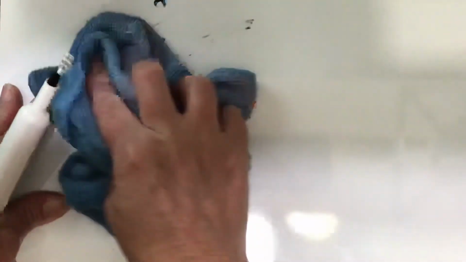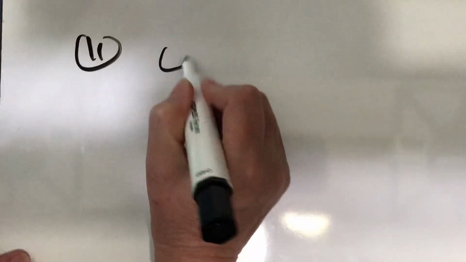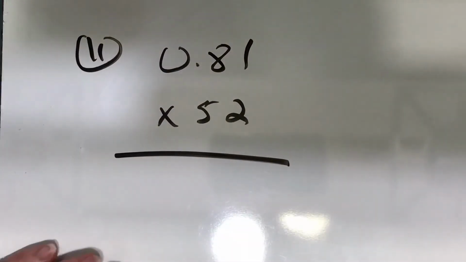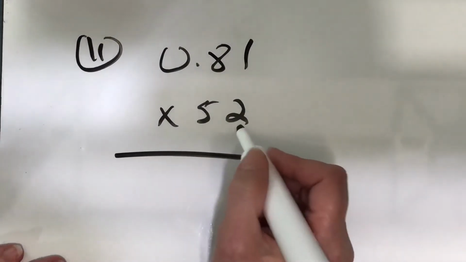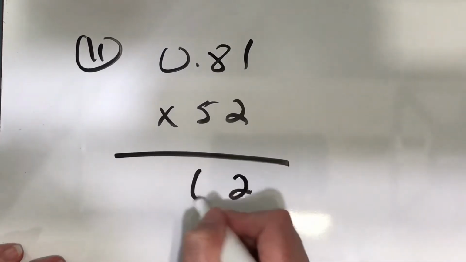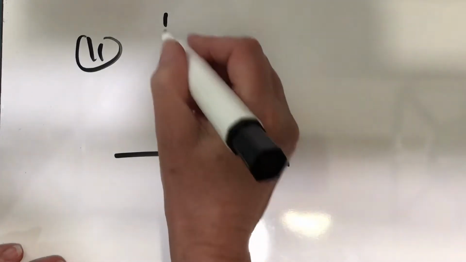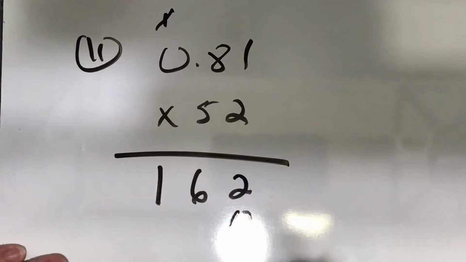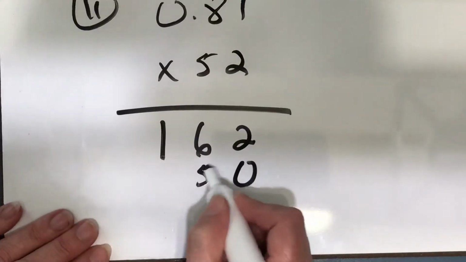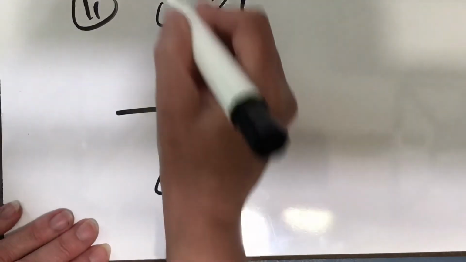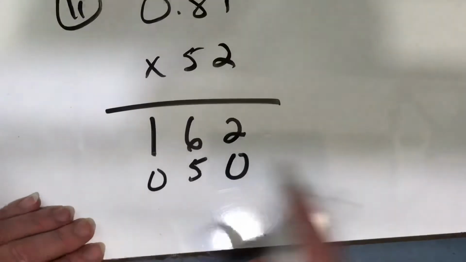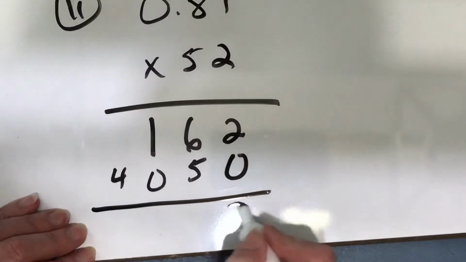Now let's look down at the bottom row where we have 81/100, this is number 11. 81/100 times 52. I would multiply this just like I was multiplying 52 times 81. So 2 times 1 is 2, 2 times 8 is 16, 2 times 0 is 0, plus 1 is 1. Put my 0, cross out my 1 up there, and then multiply. 5 times 1 is 5, 5 times 8 is 40, 5 times 0 is 0, plus 4 is 4, and then add my partial products.